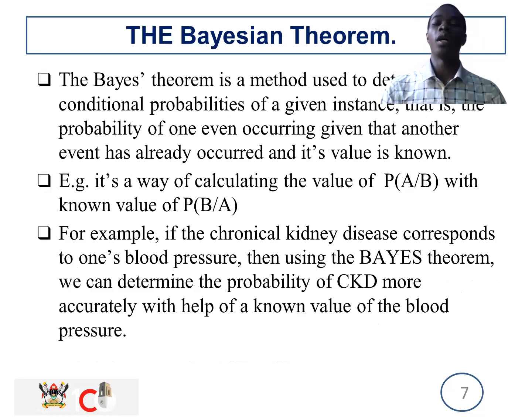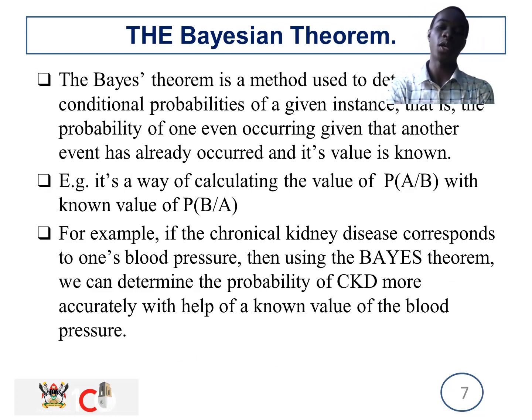If we go further, we can look at the Bayesian theorem. The Bayesian theorem is used to determine the conditional probability given the other instance occurring, where the other instance is known. That is the probability of one event occurring given that the other event is known. For example, if we want to come up with the value of the probability of A given B, we should be knowing the probability of B given A. That's all about the Bayes theorem.